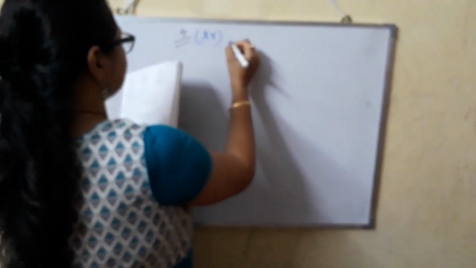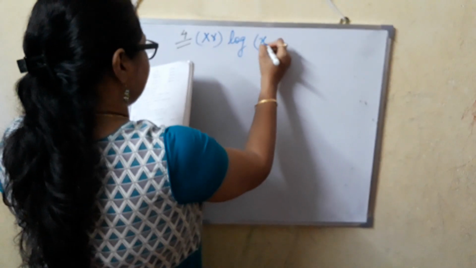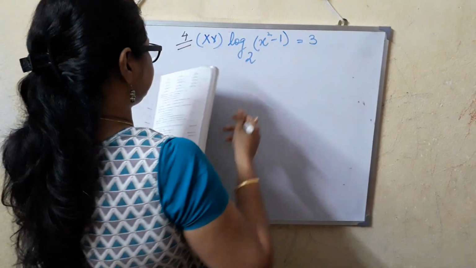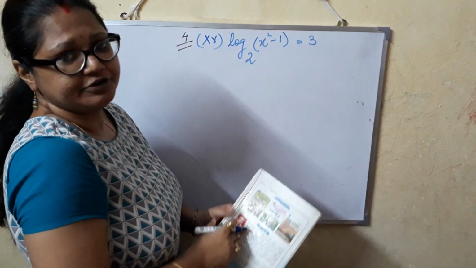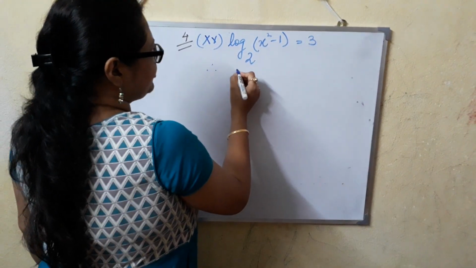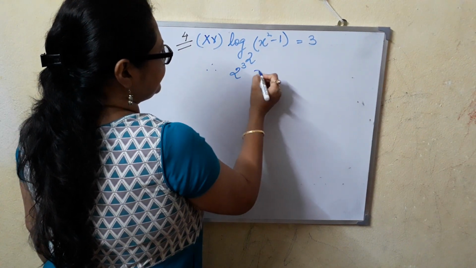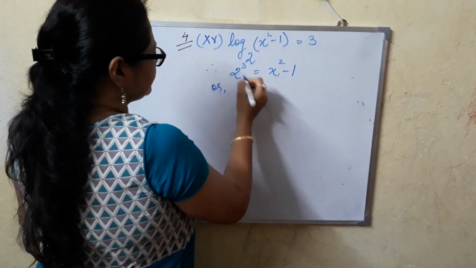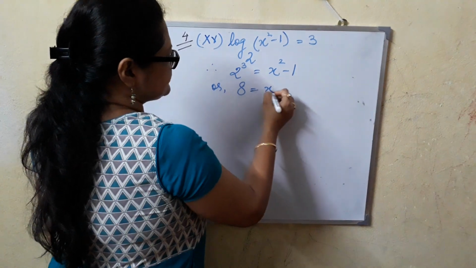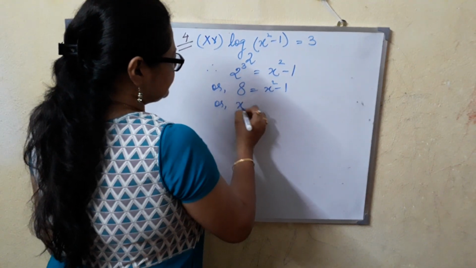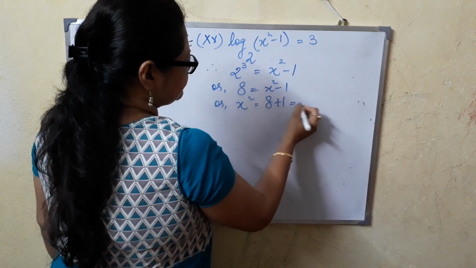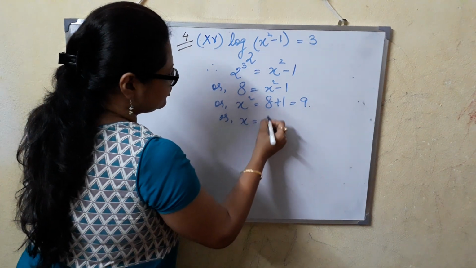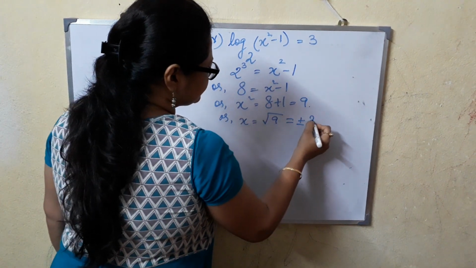What is given to us? Log of x square minus 1 to the base 2 is equal to 3. Just like the previous sums, we are going to do it. So in exponential form, we can write 2 to the power of 3 is equal to x square minus 1, or 8 is equal to x square minus 1, or x square is equal to 8 plus 1, that means 9. Okay? Or x is equal to root over 9, that means plus minus 3.